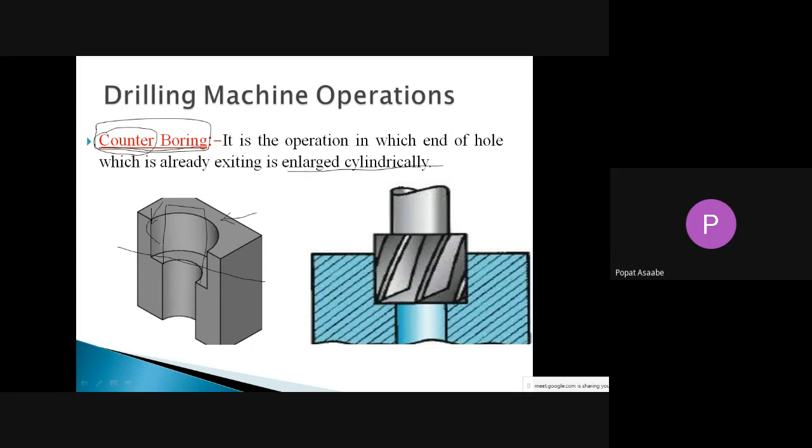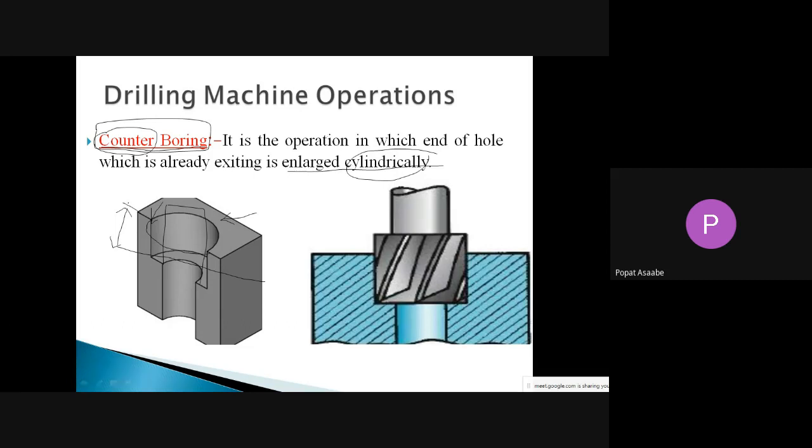That means we have to increase the diameter of the hole. How? Cylindrically. We can increase the diameter of that hole cylindrically at the end of the hole. That means at the end of this hole we have to make enlargement of a small portion. In which shape do we have to make the enlargement? Cylindrically. This is called counter boring. Counter boring means it is the operation in which the end of an already existing hole is enlarged, but that enlargement will be cylindrical.